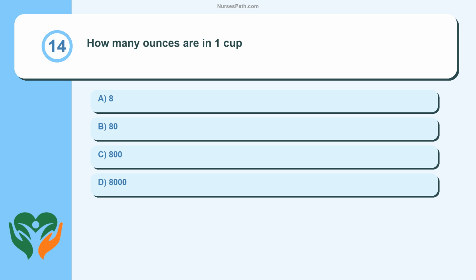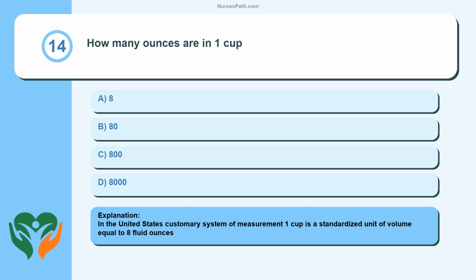Question 14. How many ounces are in 1 cup? 8, 80, 808,000. In the United States customary system of measurement, 1 cup is a standardized unit of volume equal to 8 fluid ounces.